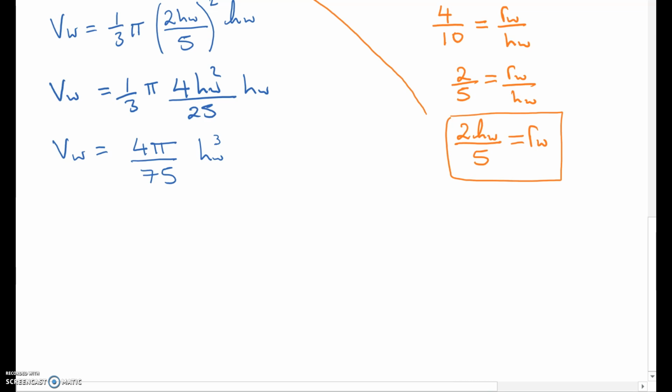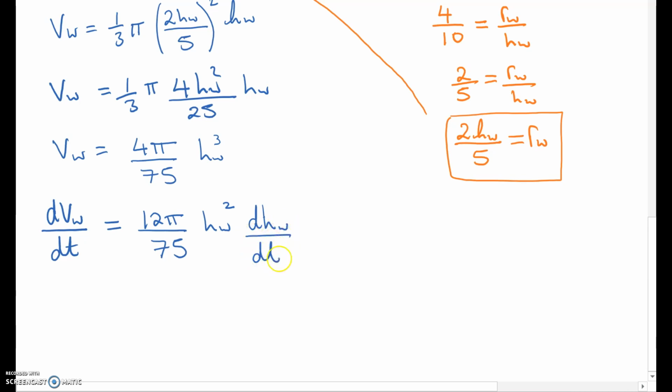Now it becomes an awful lot easier to differentiate this. So differentiate both sides again with respect to time. And we get dVW dt is equal to, differentiate here, multiply down by the power. So 3 times 4 is 12 pi over 75 HW squared by dHW dt.